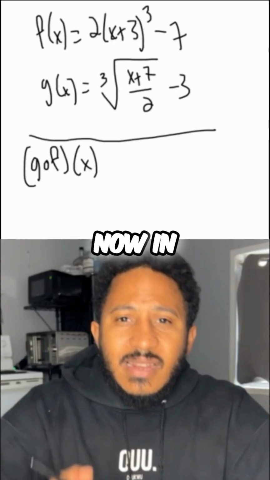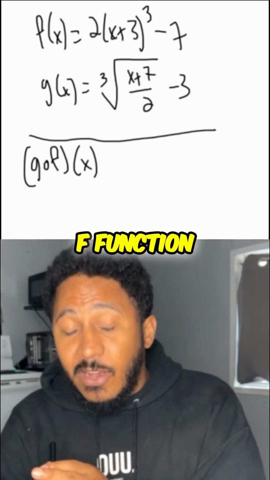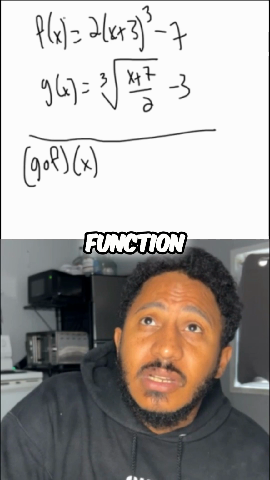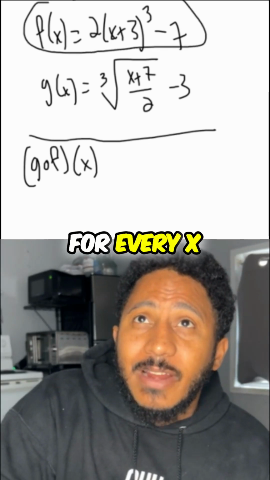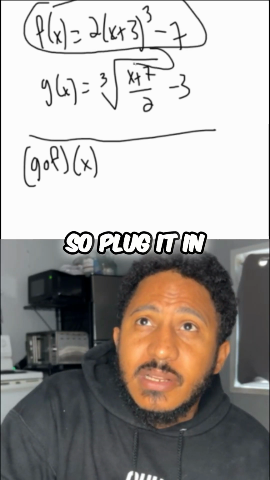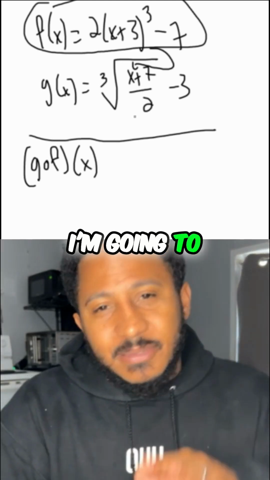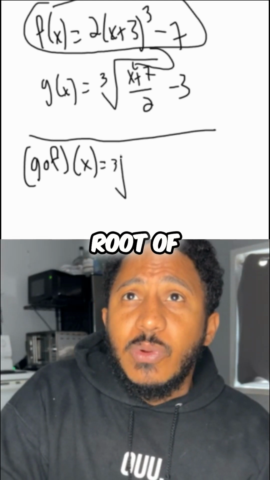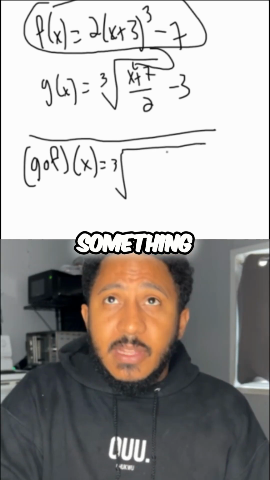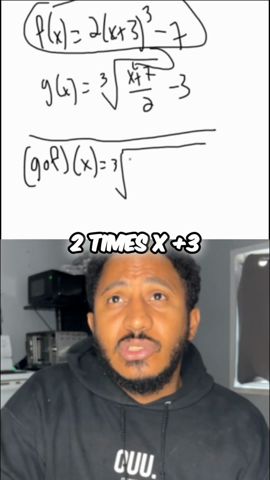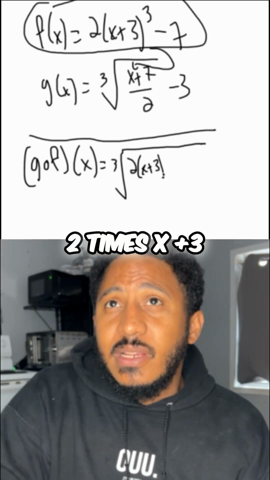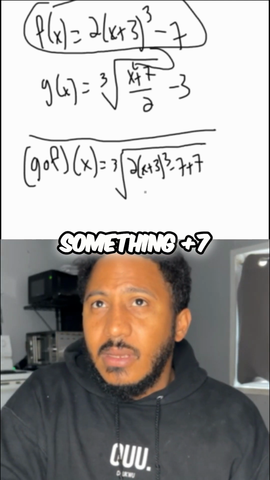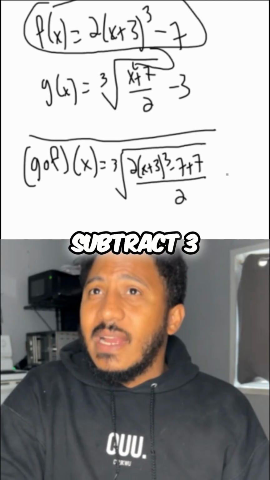Now let's check g of f. Now when checking g of f, we're saying take the f function, plug it into the g function, okay? So here, taking this whole f function and plug it in for every x into the g function, okay? So plug it in here. Got it. I'm gonna stop singing. Okay, so the g function says the cube root of something, so the something is the whole f function, so 2 times (x plus 3) cubed minus 7. That's something plus 7 all over 2 and then subtract 3 at the end.